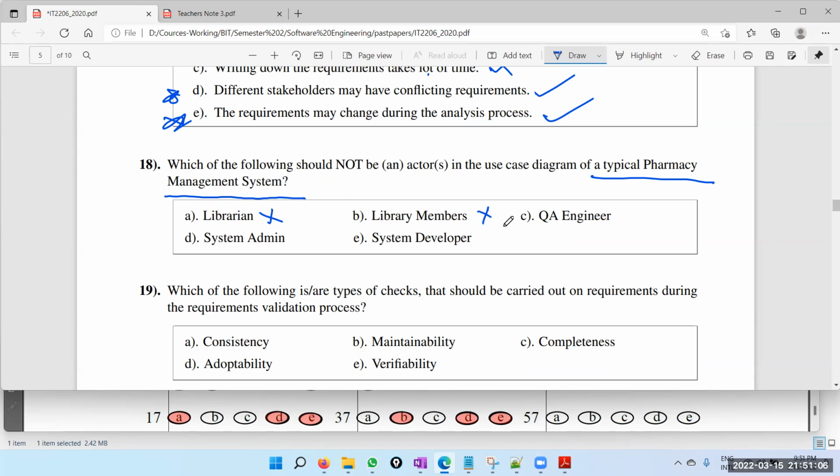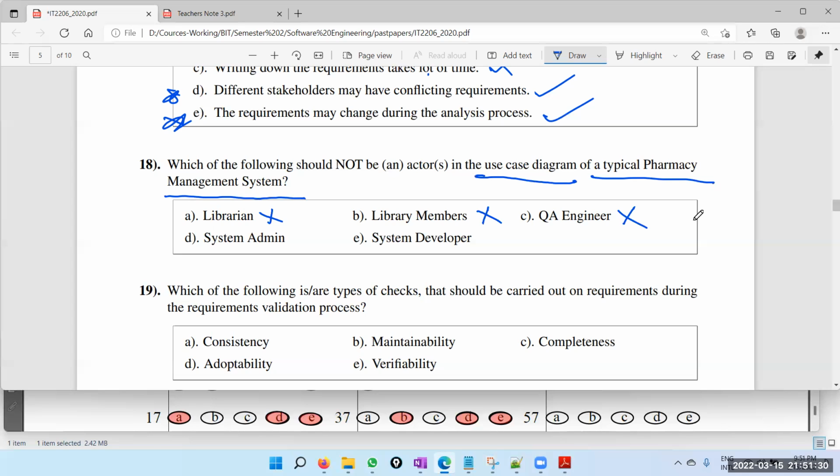Library member, QA engineer. A use case diagram cannot have a QA engineer. Use case diagram means the functionalities, the possible usages of the system, right? That is beyond the development. So therefore the QA engineer has no role in the use case requirement documentation.